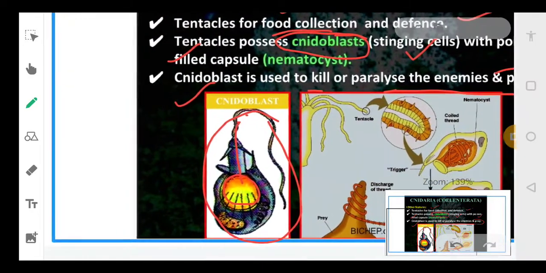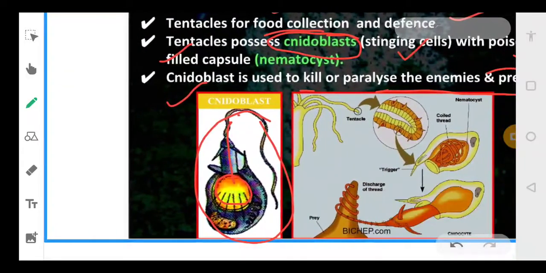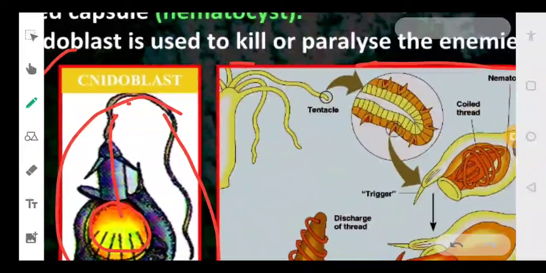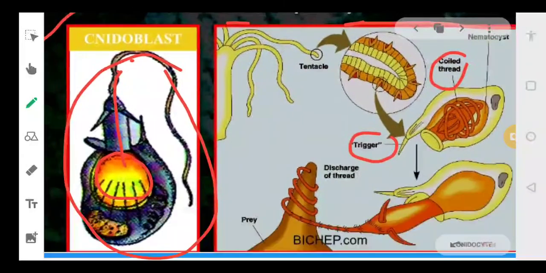Now just look at this Hydra. Just see the tentacles. Can you see these structures? So this will trigger the coiled threads, as you can see. These threads will discharge, as you can see, from the cnidoblast cells. So this will capture the prey like this.